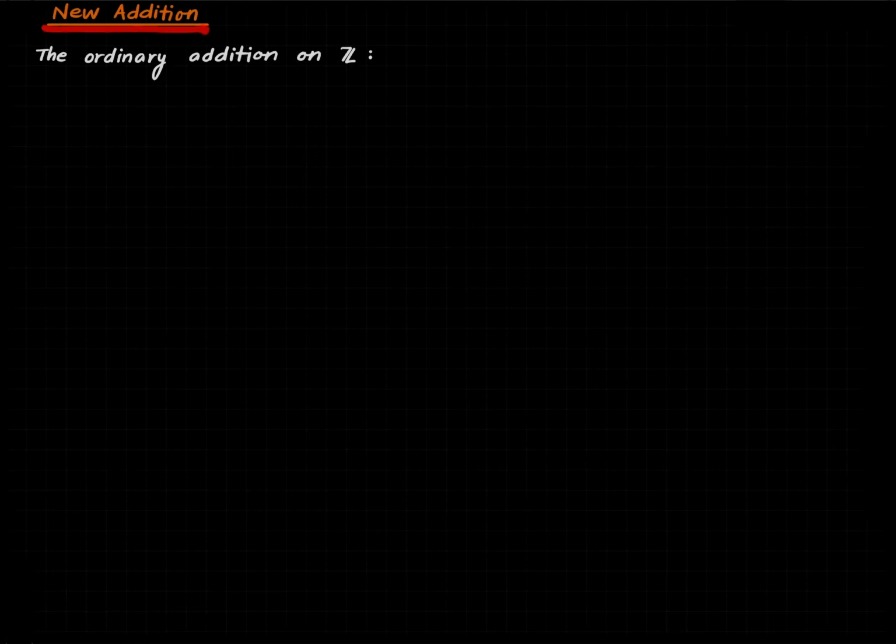So before we get to the nitty-gritties, let's look at what ordinary addition on integers is in a very, very formal light. What does the ordinary addition do? You feed two numbers to it, and it will spit out another integer. So you can think of it as a function.